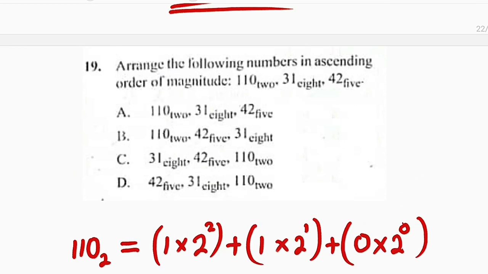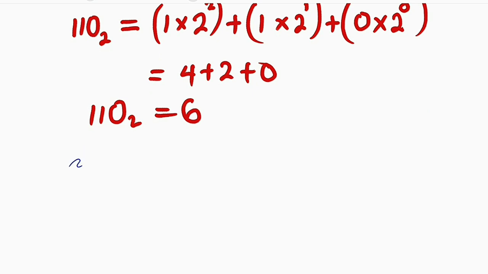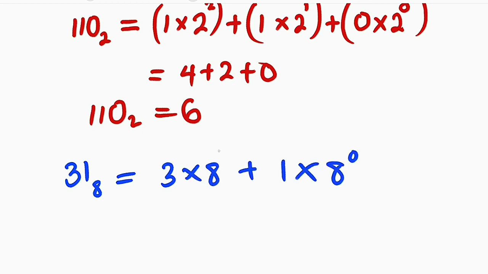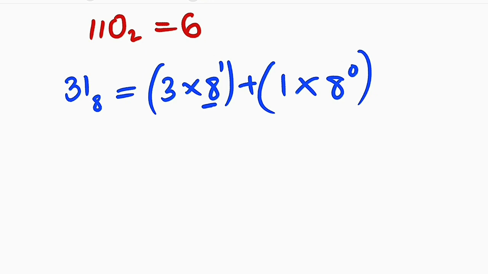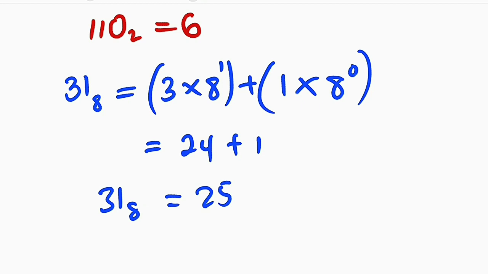So what about the second number, which is 31 in base 8? 31 in base 8 is equal to 3 multiplied by 8 plus 1 multiplied by 8. We have indices 0 and 1. If you simplify from here, 8 to the power of 1 is 8 times 3 is 24, plus 8 to the power of 0 is 1 times 1 is 1, and this is 25, right? Therefore, 31 in base 8 is equal to 25 in base 10.